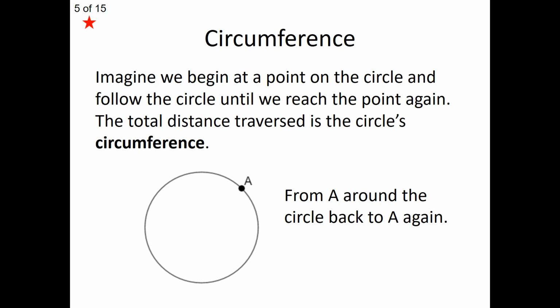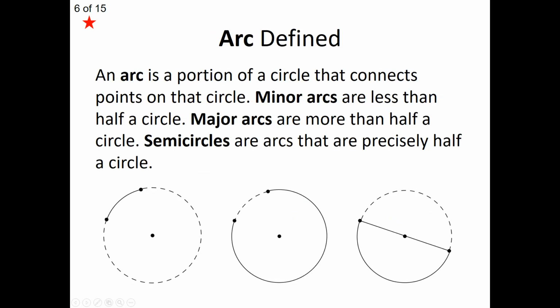So from point A all the way back around the circle to point A again, that's what we have followed, what's called the circumference of a circle. The circumference of a circle is a distance, a length, which means we will find that it has a measure. We'll talk about that measure later on today. Now, as we dissect the circumference of a circle, we run into what's called an arc.